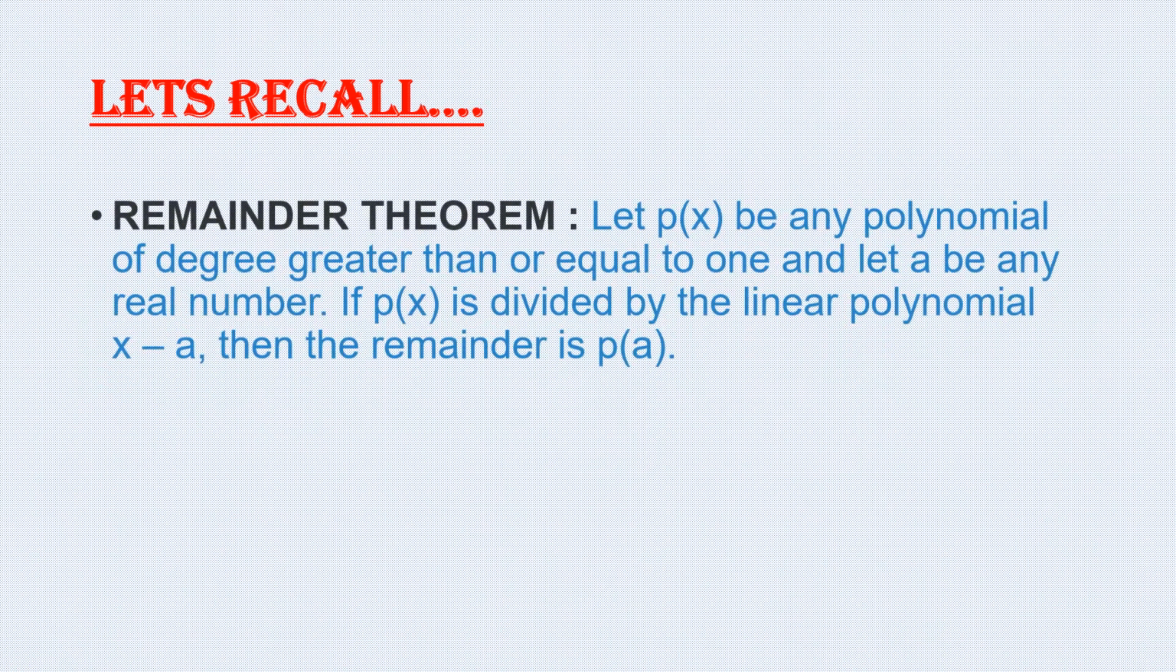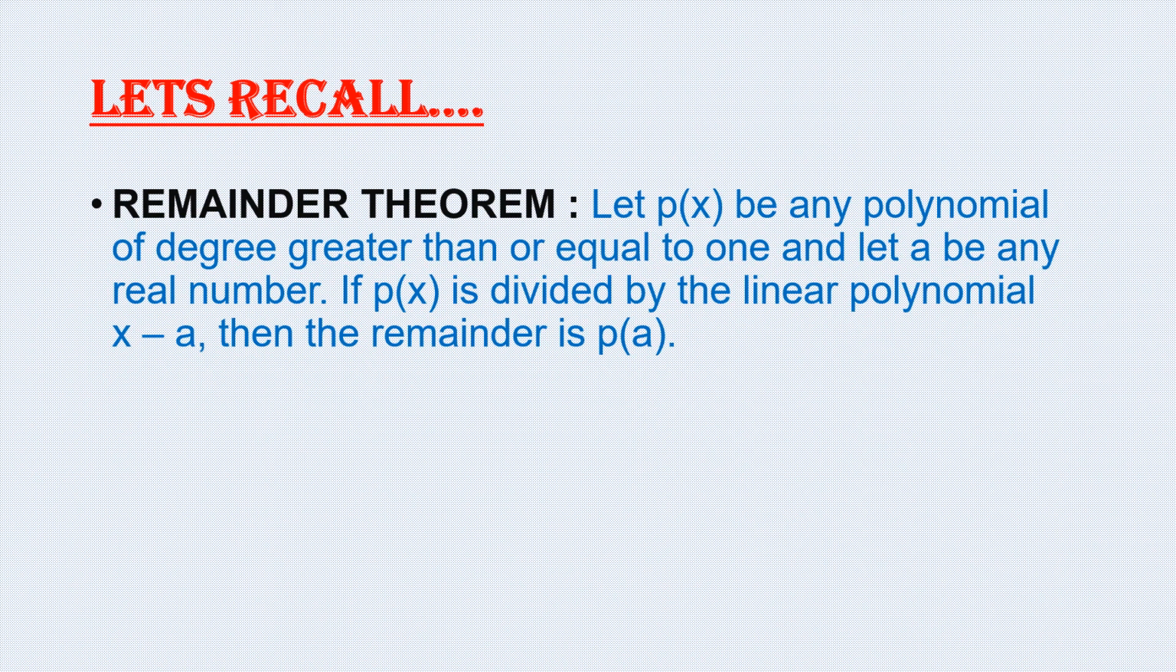First, let's recall. In the last class we studied the remainder theorem. That is, let p of x be any polynomial of degree greater than or equal to 1 and let a be any real number. If p of x is divided by the linear polynomial x minus a, then the remainder is p of a.